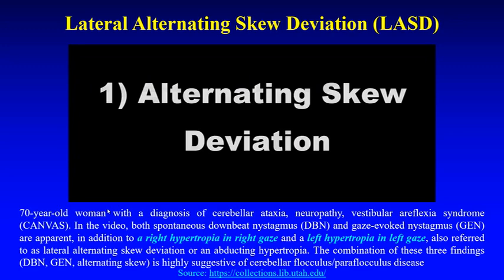This is a 70-year-old woman with a diagnosis of cerebellar ataxia, neuropathy, vestibular areflexia syndrome, that is CANVAS. In this video, both spontaneous downbeat nystagmus and gaze-evoked nystagmus are apparent, in addition to right hypertropia in the right gaze and left hypertropia in the left gaze. It is also referred to as lateral alternating skew deviation or an abducting hypertropia. The combination of these three findings, downbeat nystagmus, gaze-evoked nystagmus, and alternating skew, is highly suggestive of a cerebellar flocculus or paraflocculus lesion. This is also from the collection of Daniel Gold from the NOVEL library.